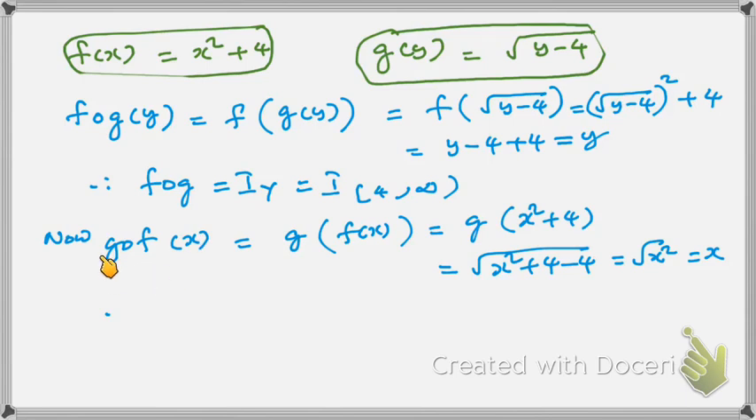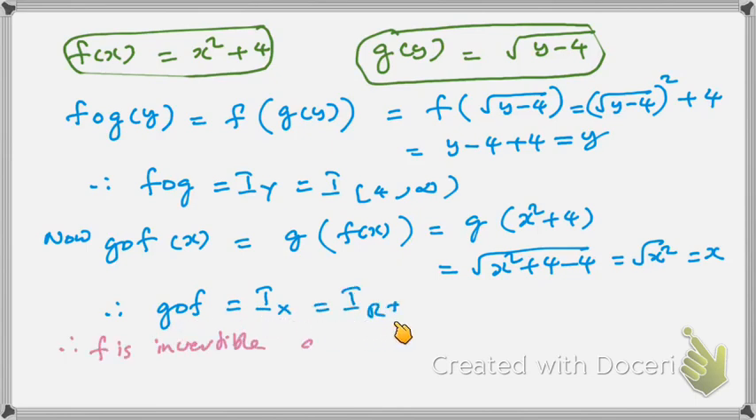Nothing happens to x when I apply this function. So that means even this is an identity function. G of f is I x, which is I of R plus, the first set. Therefore f is invertible, and f inverse is g of y, which is root of y minus 4.